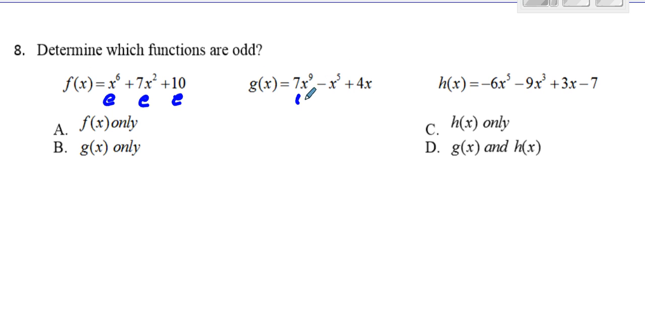For g, we get a 9, which is odd. We have a 5, which is odd. And then the exponent here is a 1, which is odd. Odd, odd, odd. g is odd. And then looking at these exponents, we get a 5, which is odd. A 3, odd. X to the first, odd. A number, constant, that's always even. So that is not an odd or even function. g is the only one that's odd all the way through. When they're mixed, it's neither even nor odd.